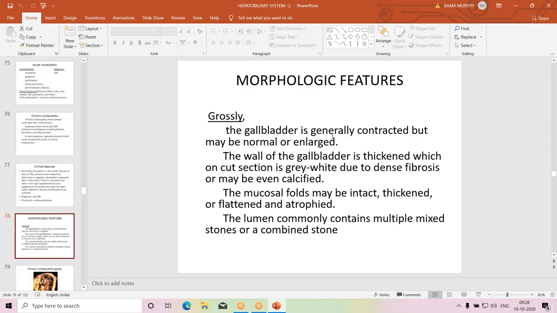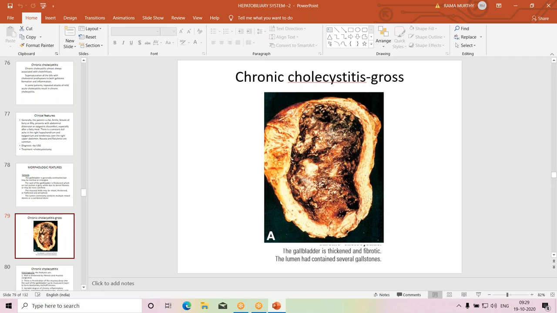So gallbladder may contain stones, and grossly the gallbladder is generally contracted, small in size, but it may be normal or enlarged. The wall of the gallbladder is thickened, which on cut section appears gray white due to dense fibrosis, which may be calcified. So this is the specimen of gallbladder, which shows fibrous thickening of the wall. The wall is thickened, whitish because of fibrous tissue, and the lumen contains stones, hemorrhagic, ulcerated mucosa, and all these things.